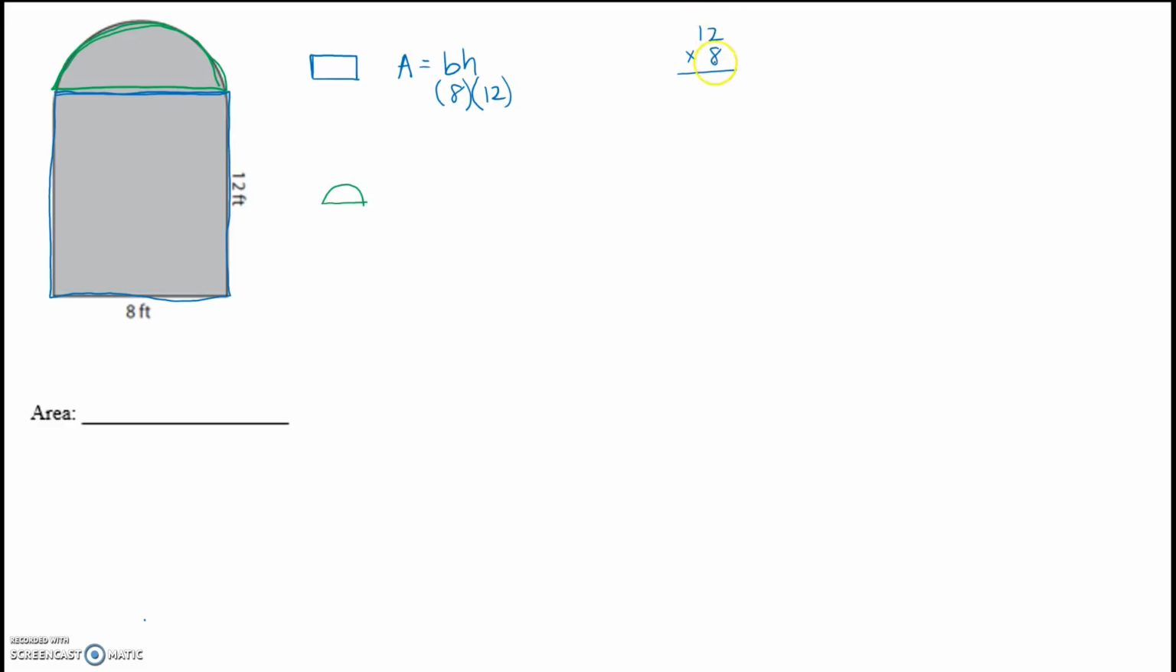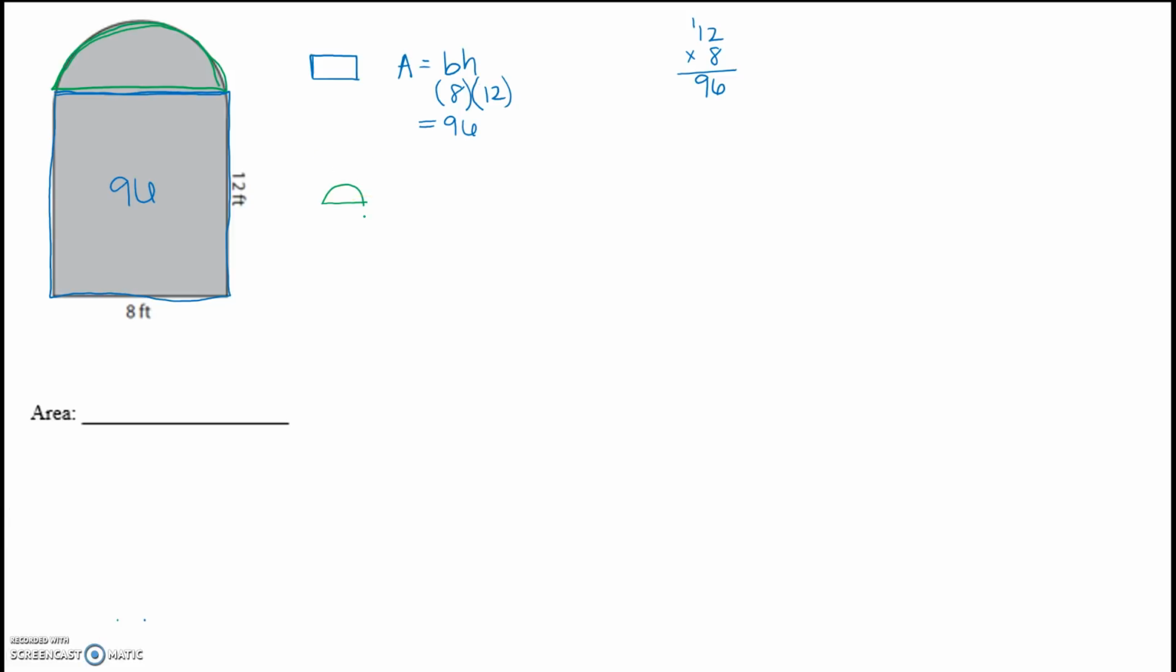All right, 12 times 8, 2 times 8 is 16. 1 times 8 is 8, plus 1 is 9. So I have 96 for my rectangle. So I'm going to go ahead and write 96 in my rectangle. And then we have our semicircle, okay?